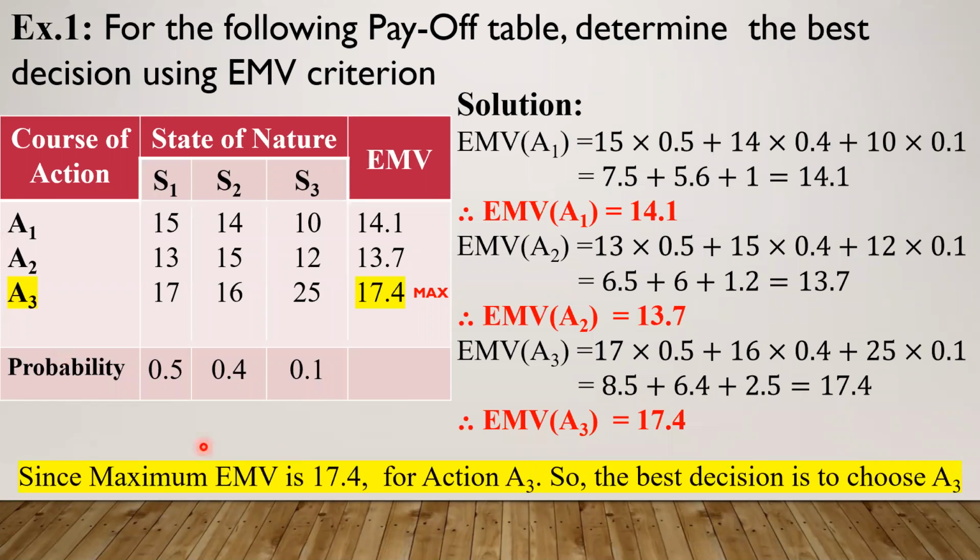क्या दिया है इस टेबल में? Course of action. There are 3 courses of action, A1, A2, A3, and 3 states of nature, S1, S2, and S3. And the various payoff figures are given here. 15, 14, 10, 13, 15, 12, 17, 16, and 25.